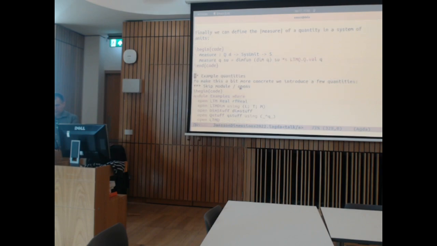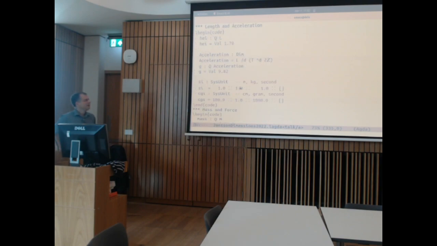Okay, example quantities. Skip code it says here, so I'll just do that then. So height is a length. My length was 1.78 in the SI system. Acceleration, now we can see that first I define a value type dimension, which is L divided by T squared. And then I use that as the index for Q. So say 9.82 is usually what you consider the acceleration from gravity. And then exemplifying this SI system, that's 1-on-1, everything is the base system I'm using.